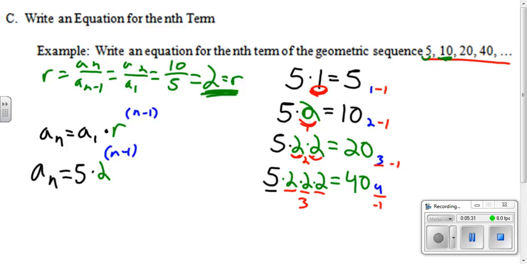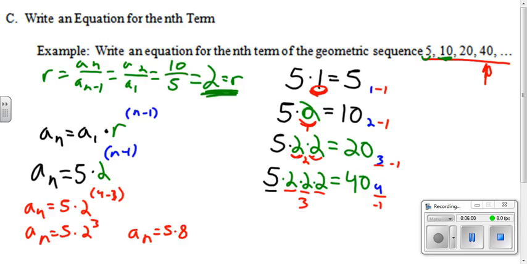Again, we can check and make sure this works. Let's use 4 to see if it actually works. a sub 4 equals 5 times 2 to the 4 minus 1. 4 minus 1 is 3, so we'd say a sub 4 equals 5 times 2 to the third power. 2 to the third power is 8, so a sub 4 equals 5 times 8, and 5 times 8 is 40. So I guess I should have been saying this was a sub 4.